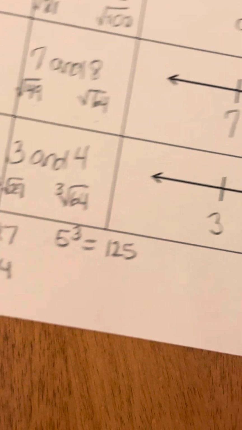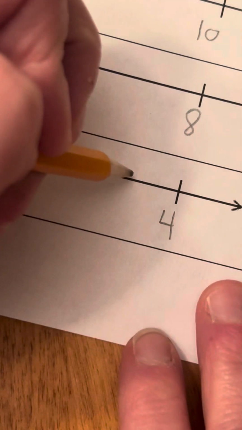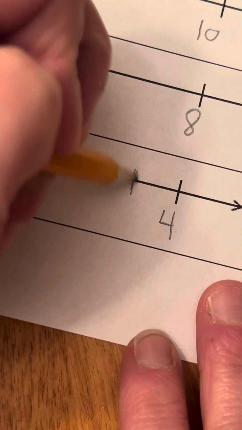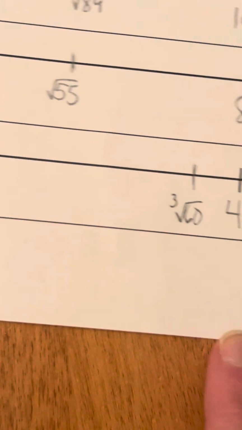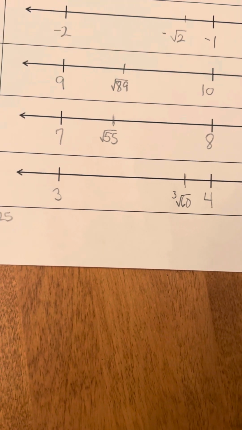Anyhow, this is closer to 4. So we're going to put a line probably about right here, and we're just going to put the cube root of 60. If I can find a calculator that works, that would be great, because I would like to show it to you. But anyway, that's how you do this.